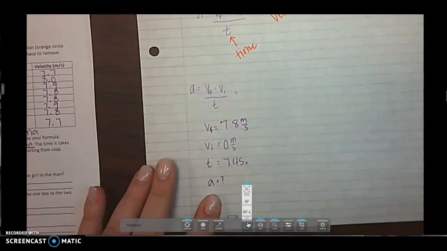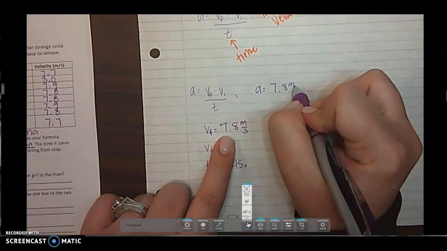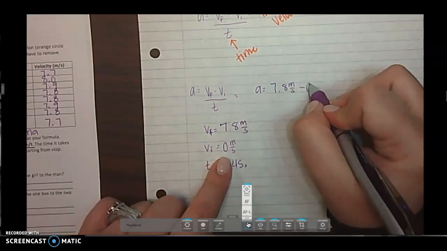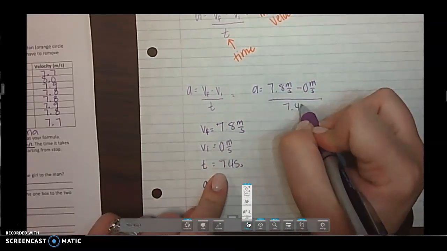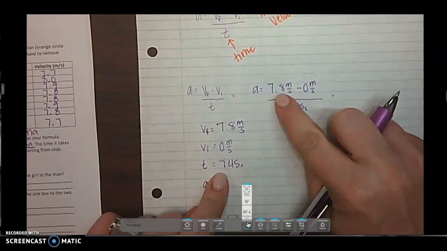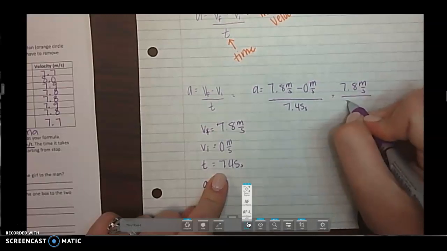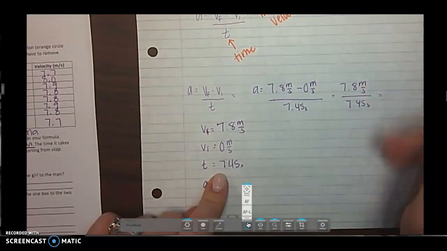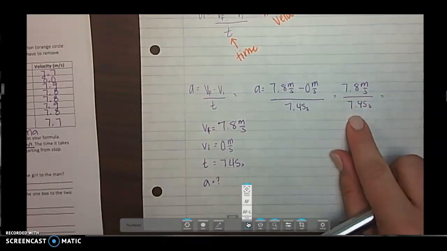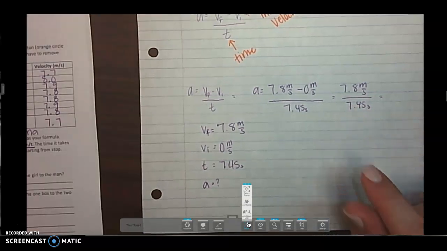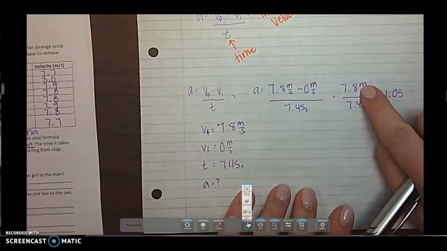So now we can just fill in our formula. So A equals VF, which is 7.8 meters per second, minus VI, which is 0 meters per second, all over T, which was 7.45 seconds. 7.8 minus 0 is 7.8 meters per second over 7.45 seconds. 7.8 divided by 7.45, and we get 1.05.